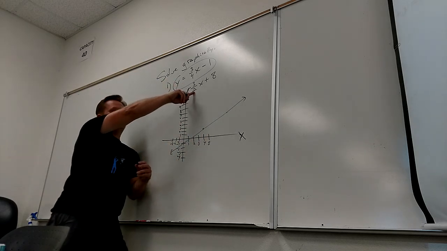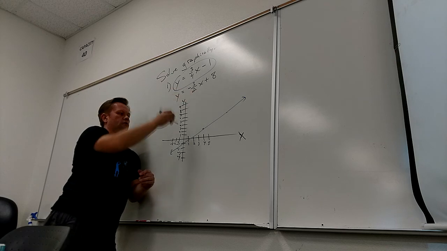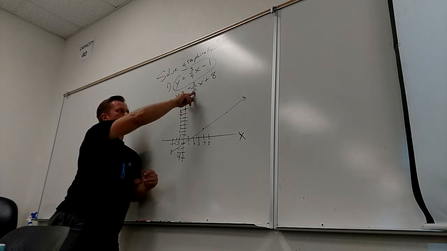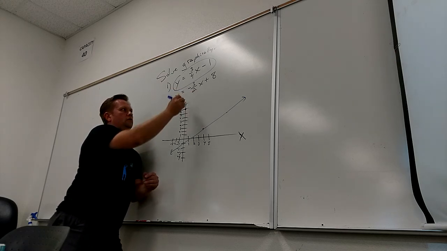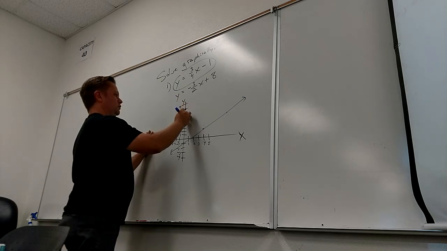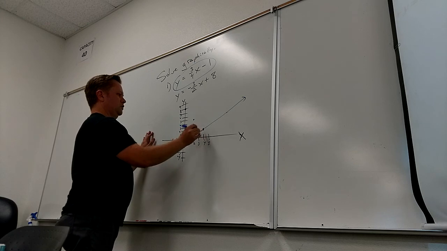This guy, the y-intercept is 0, 8. And then from there I go down 3 over 2. 1, 2, 3 over 2.